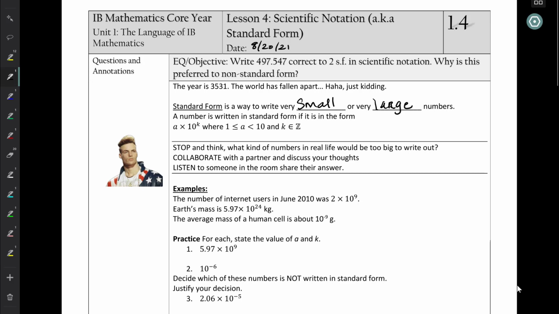Hello everyone, today we are looking at lesson 4 in unit 1, the language of IB mathematics, and that's all about scientific notation, or what we might call standard form. Your EQ, or your objective, is to write 497.547 correct to 2 sig figs in scientific notation, and we want to know why this is preferred to maybe non-standard form. So let's go right into it.